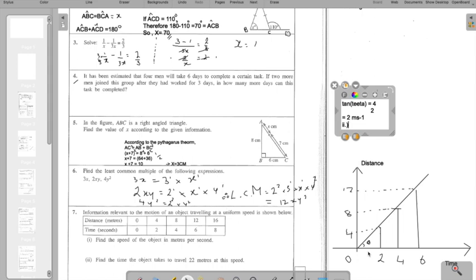So you know that they have given this object is traveling at a uniform speed. So therefore its speed won't change. Therefore its tan theta will always remain constant. So therefore this will always be 2 ms minus 1, right?